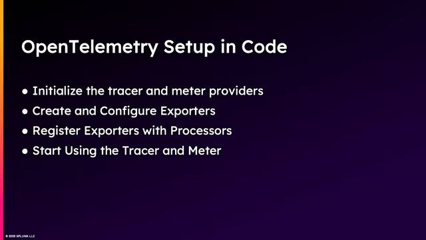This is our OpenTelemetry setup in the code. We initialize the tracer and meter providers. We create and configure exporters, which tell us where the data should go. And we register the exporters with processors to send the data reliably. We start using the tracer and metrics meter, and from now on, the traces are generated.